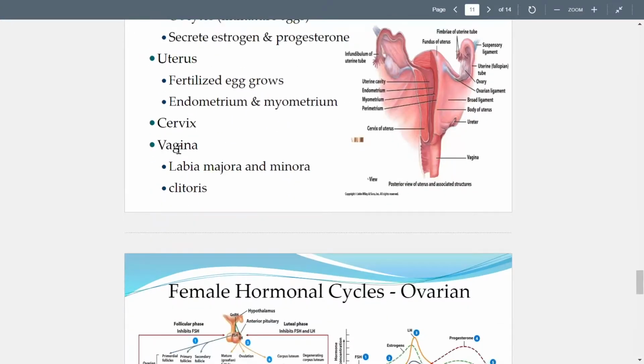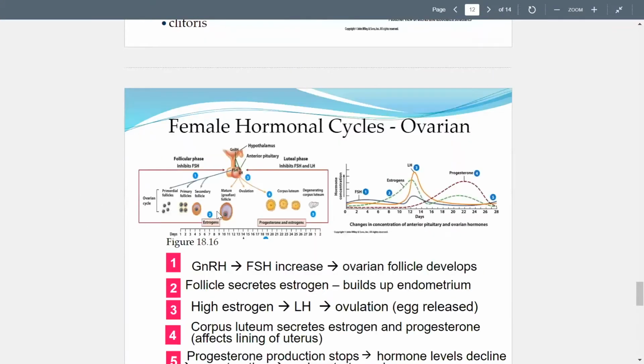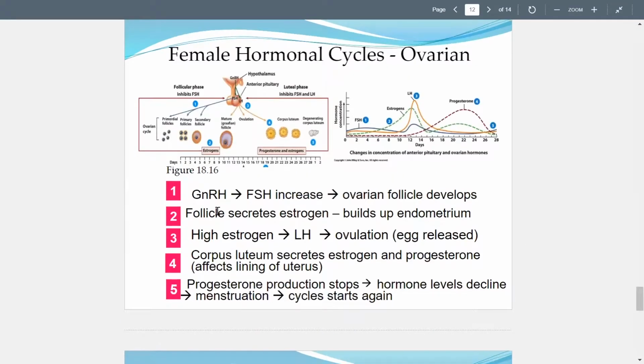And then the vagina, and then the labia majora and minora. And then the clitoris. These are just parts of the vagina. So I know the female hormone cycle is a little confusing.